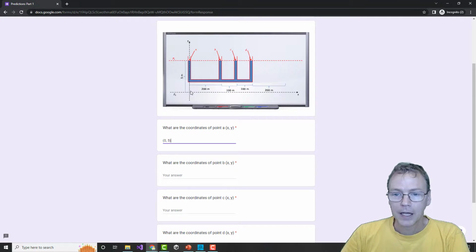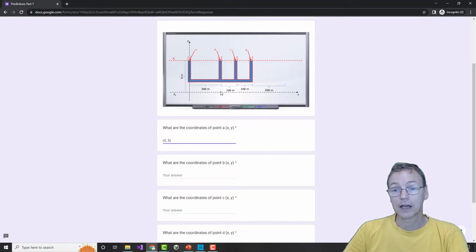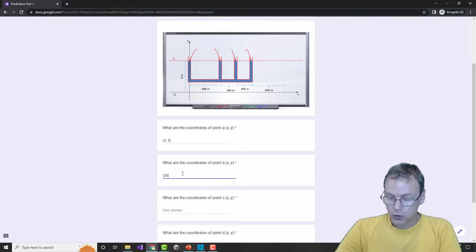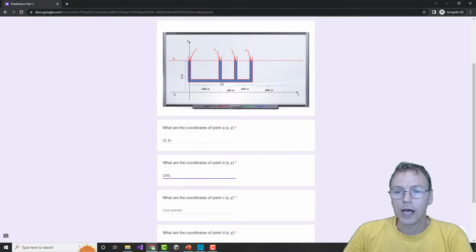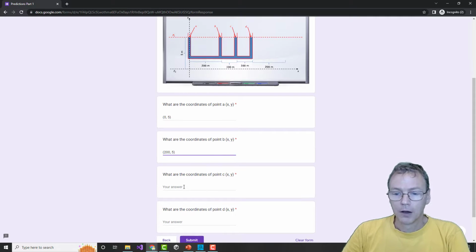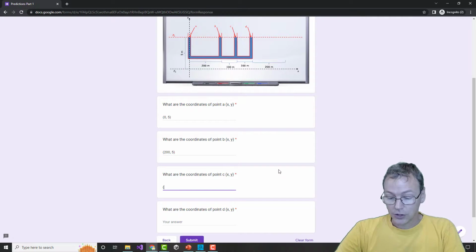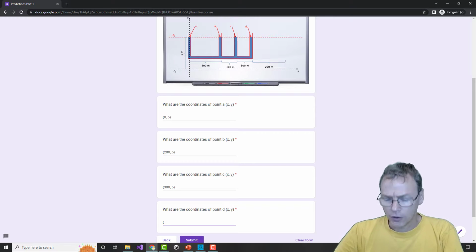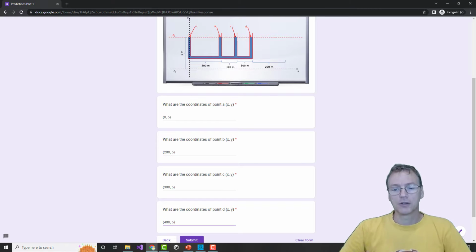Point B is 200 meters down the x-axis. So let's put 200 for the x-coordinate, and for the y-coordinate, well, it's on that same plane, and the plane is horizontal, and the plane is 5 meters above the origin. So that means the y-coordinate is also 5. Moving on to point C. Point C is 300 meters down the x-axis and also 5 meters up. And finally, point D is 400 meters down the x-axis and also 5 meters up the y-axis.